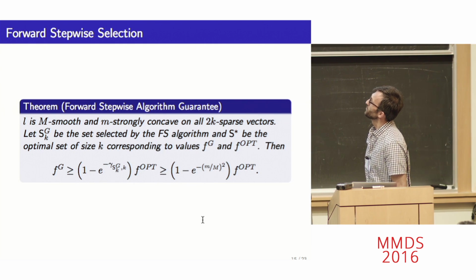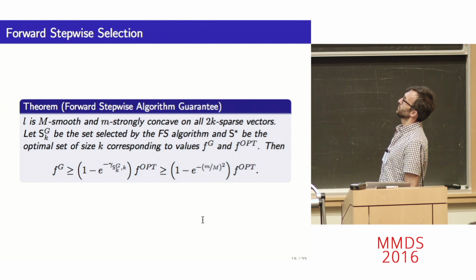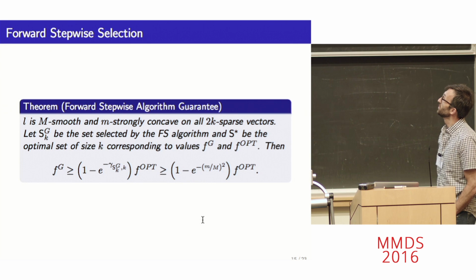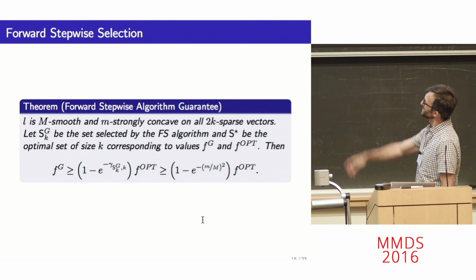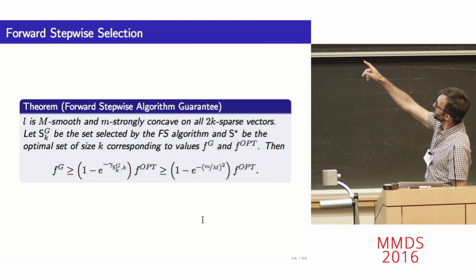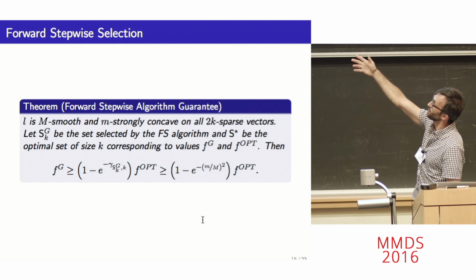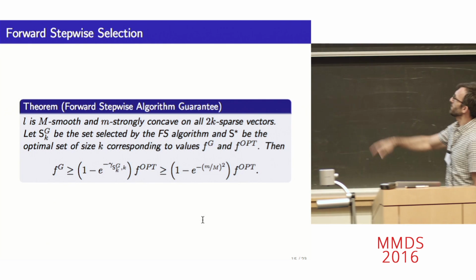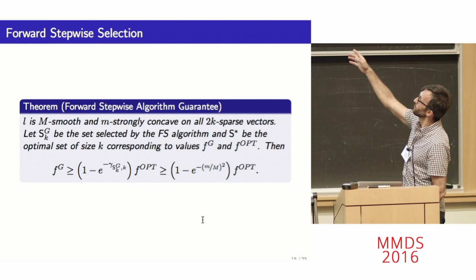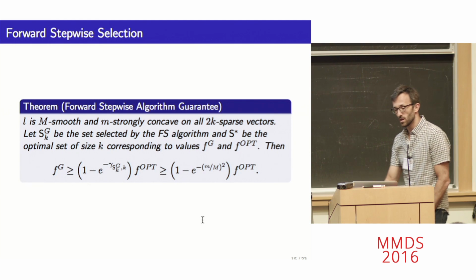So in this case, the value of f of the greedy set is again within a multiplicative factor of the optimal, and you can control it without having to compute gamma, because that might be difficult to compute. But we have this a priori bound, which is given by the restricted strong convexity and smoothness parameters of our function.